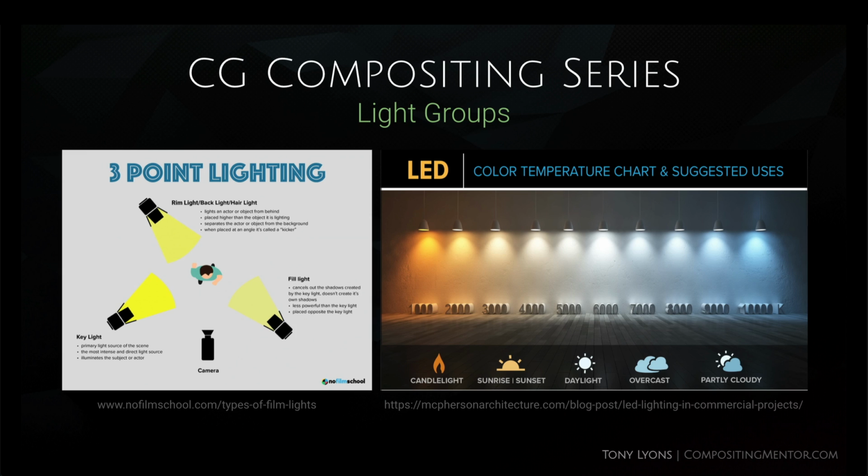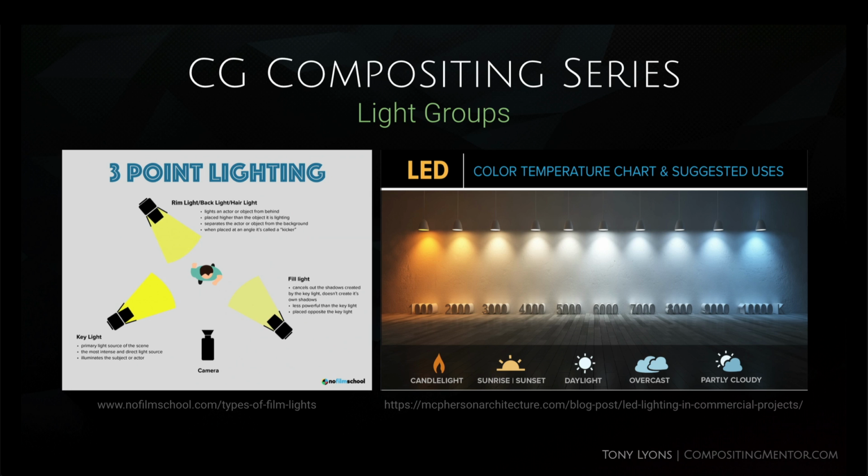Here we have an image of 3-point lighting, which is a traditional way to set up lights in a scene. And you have the definitions here of key light and fill light and rim light. It's quite common to have these in CG, but it's not necessary. It's just an illustration of maybe different lights that you'd have in the scene.